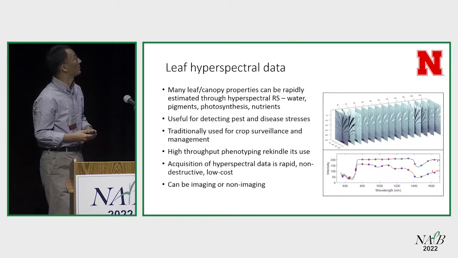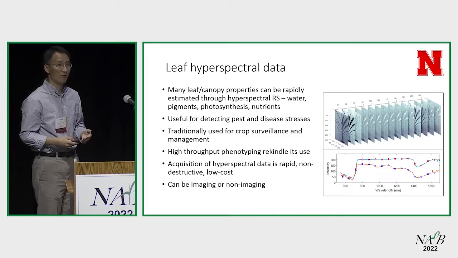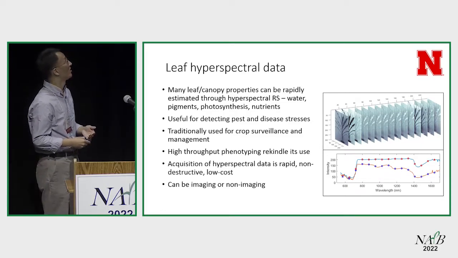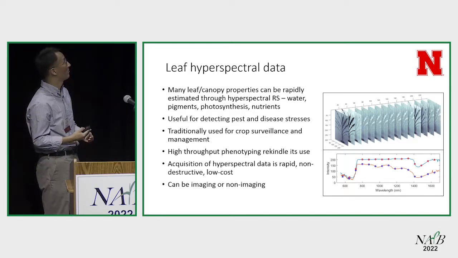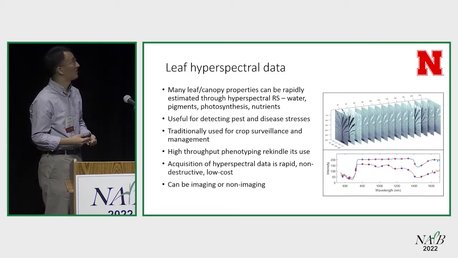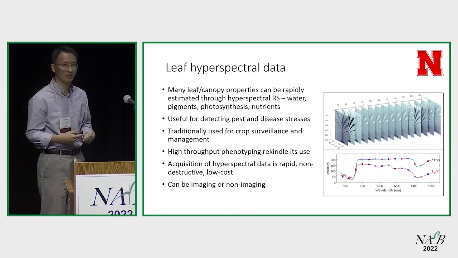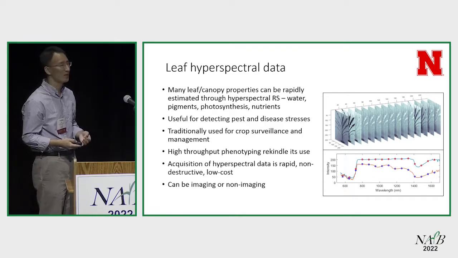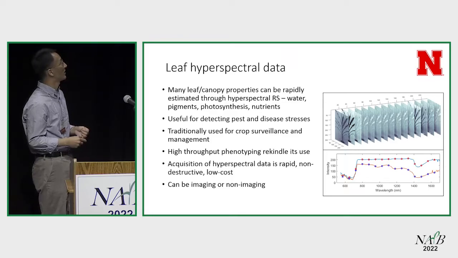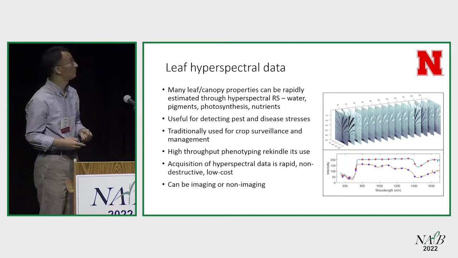So now let's talk about the leaf hyperspectral data, right? If you're familiar with the literature, many leaf and canopy properties can be rapidly estimated through hyperspectral remote sensing. Water is one of them, then pigments, photosynthetic activities, and macro and micronutrients, right? Some reports also talk about primary metabolites that can be detected by hyperspectral data. And it's useful for detecting pest and disease stresses as well.